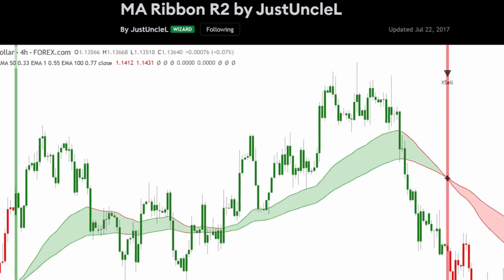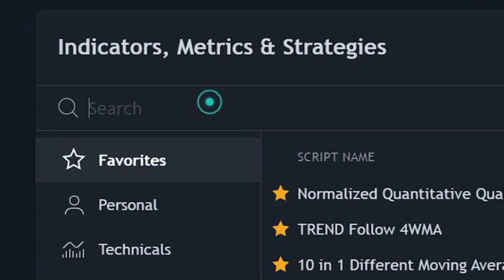So let's get back to the strategy by adding the MA Ribbon R2 by Just Uncle L to the chart. You can do that by going to the indicator section and searching for it.